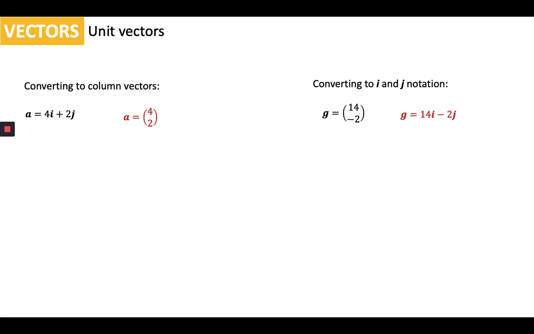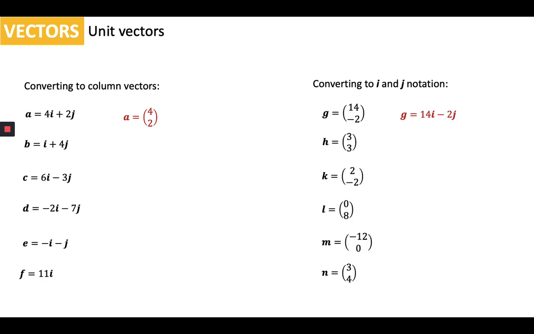Now, in a second, I'm going to put another few questions on the screen. I'd like you to pause and have a go at them. Once you unpause, I'll then put the answers on there for you to check yourself. So these are the ones I'd like you to convert. These ones into column vector form, these ones into i and j vector form.